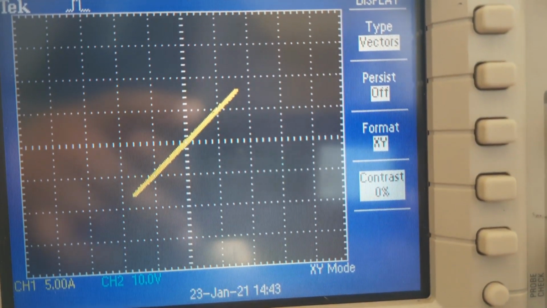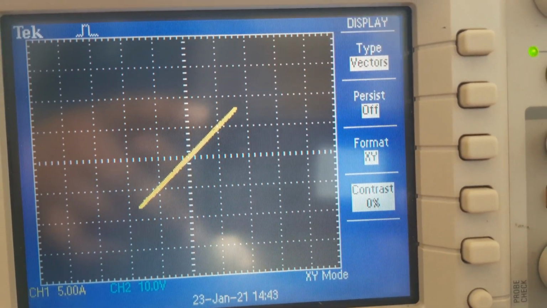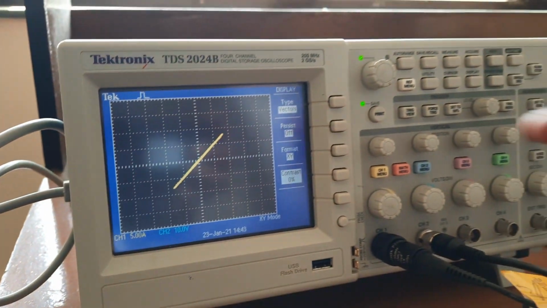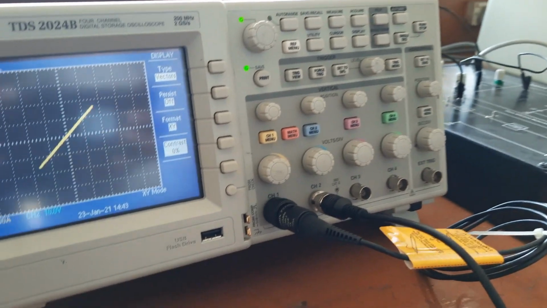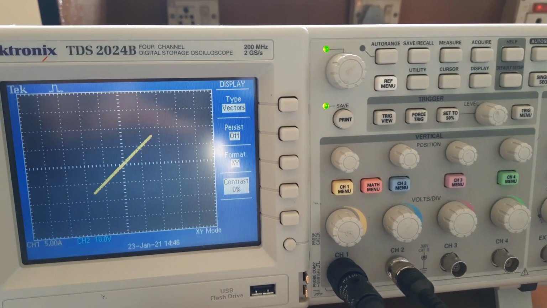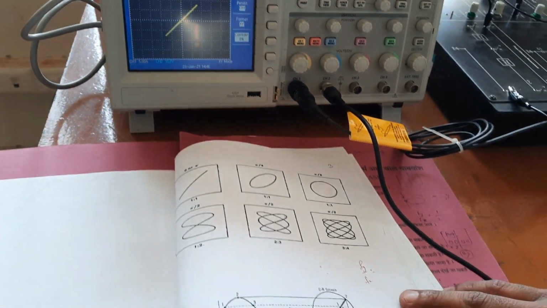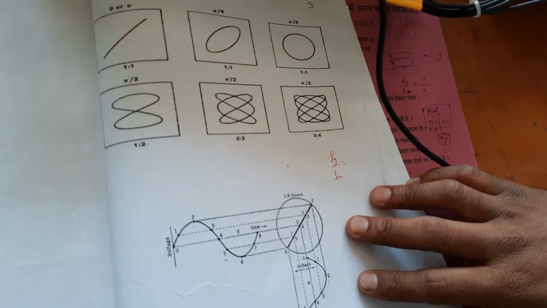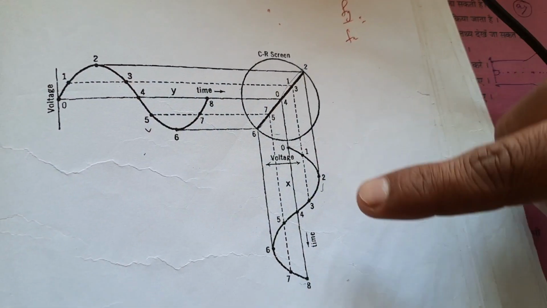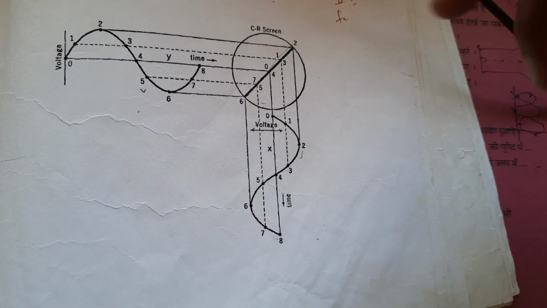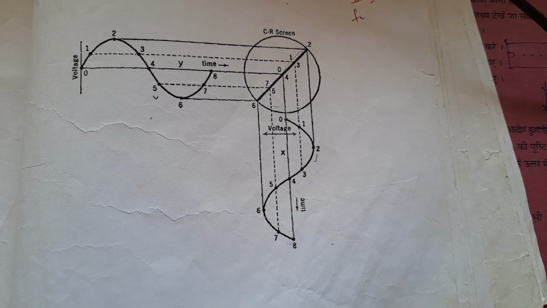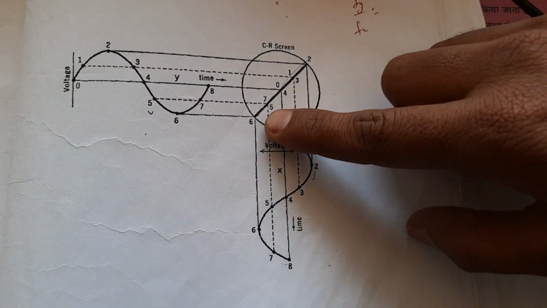You can see that both the signals are in the same phase and the phase difference is 0. So this is your Lissajous pattern for 0 degree phase shift and equal frequency. Here we have two waveforms, one on the x-axis and the other on the y-axis. When they have equal frequencies and 0 phase shift, you will get a straight line.